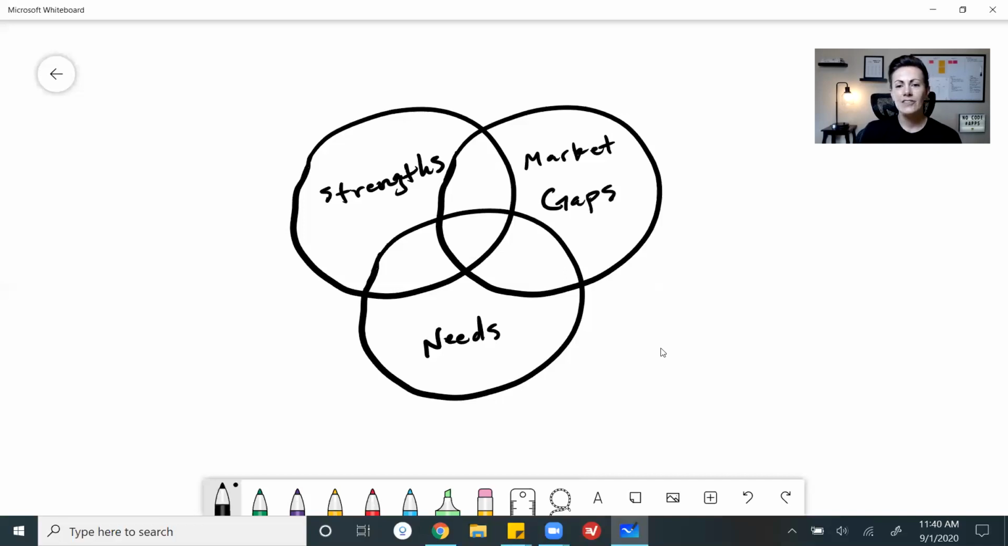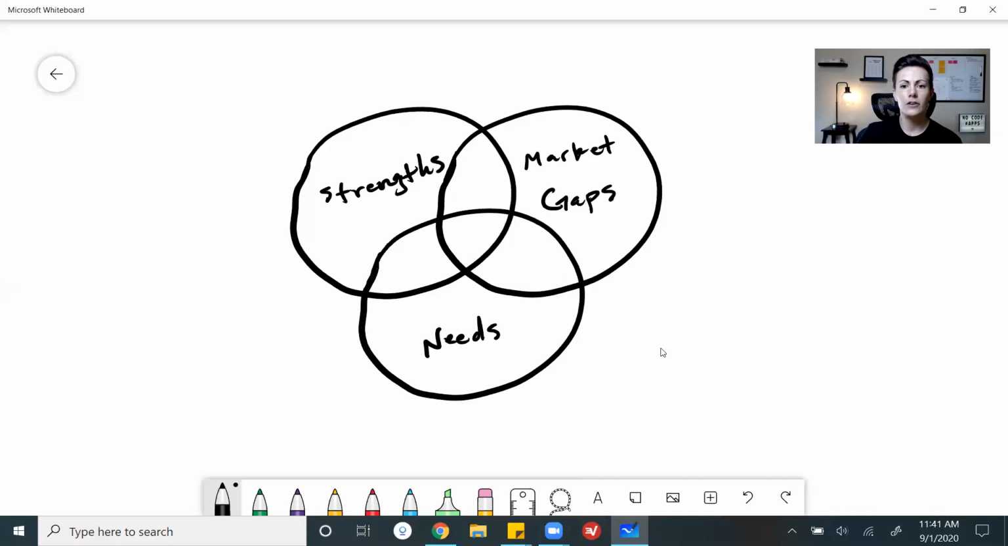Now, let's get a little bit more detailed. You can't just look at one of these things. And honestly, that is a trap that I see a lot of entrepreneurs falling into. They just look at one of these things. So they look at their strengths. What am I really good at? Well, you can be really great at something that not very many people need, right? You can also look at people's needs and think, okay, people need this, I'm going to provide it. But the strengths aren't there, right? The experience, the knowledge, none of it is there. So you can't just look at any one. You have to look at all of them, and you have to look at all of them together.